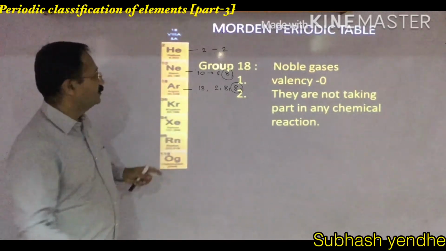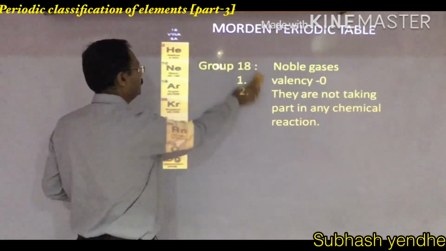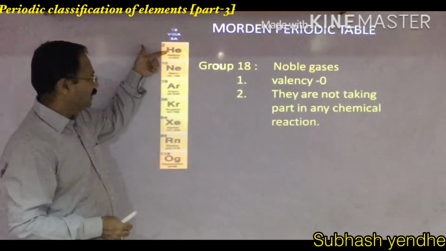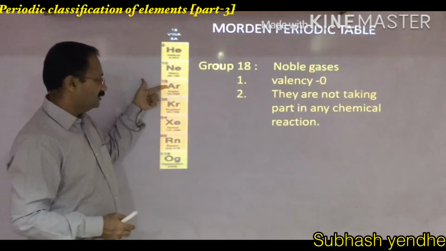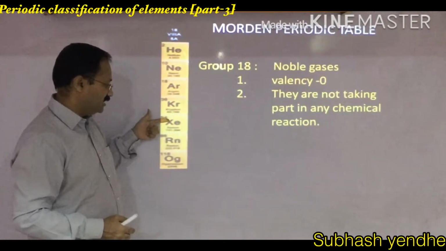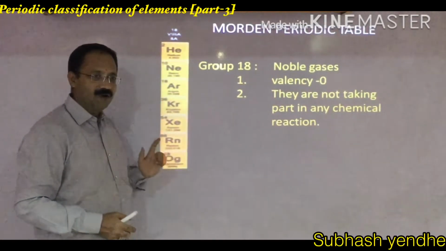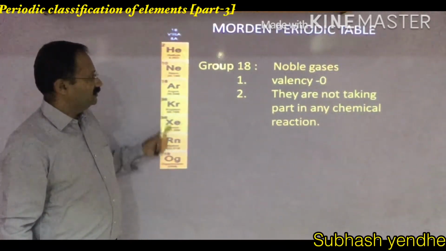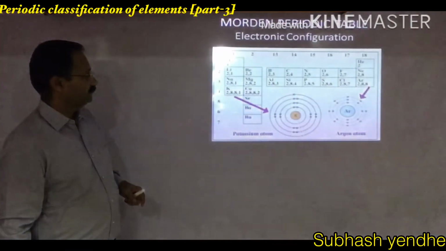Now remember this. I told you how to remember these noble gases. That is a fantastic idea: Hina, Neha, Arti, Kirti, Jena, Rena and Oga. If you remember like this, then you will remember group 18.